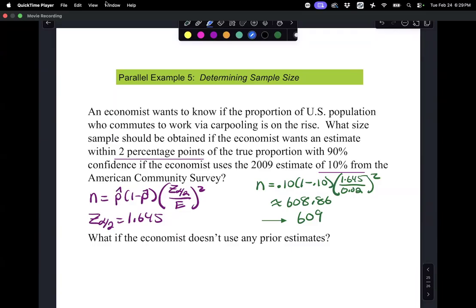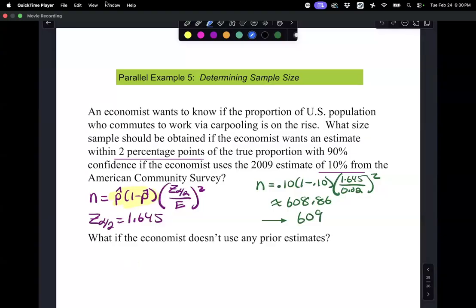So now, not using any prior estimates, the only thing that changes is this part right here. Not using a prior estimate, that changes to 0.5. So go ahead and try it with the 0.5. Everything else is the same, but that's going to change to 0.5 and 1 minus 0.5. You can just do 0.25 if you want, which is what I'm going to do.